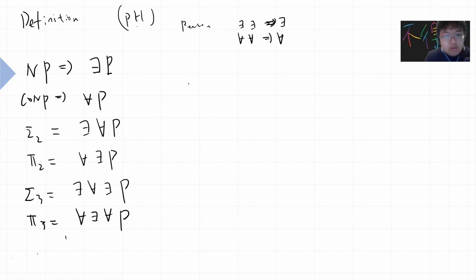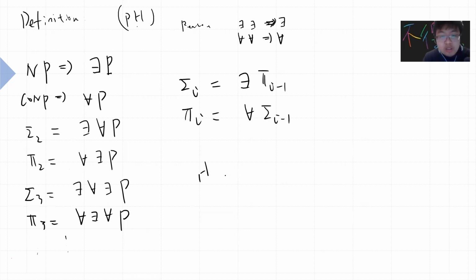And just keep going. Mathematically, I can write sigma i to be exists pi i minus 1. Hopefully you can see this. For example, sigma 3 is exists followed by pi 2, so exists for all exists P. Okay, and pi i is defined to be for all sigma i minus 1. And I define the polynomial hierarchy to be the union of sigma i, with i from 1 to infinity. Everything in the union of all these classes is called the polynomial hierarchy.